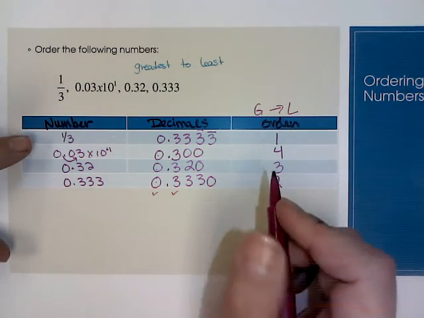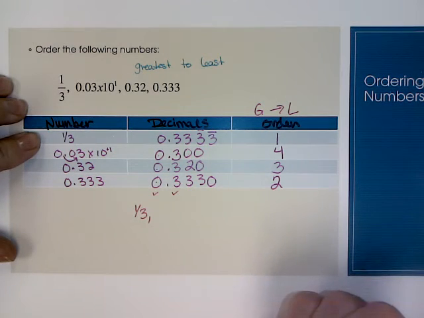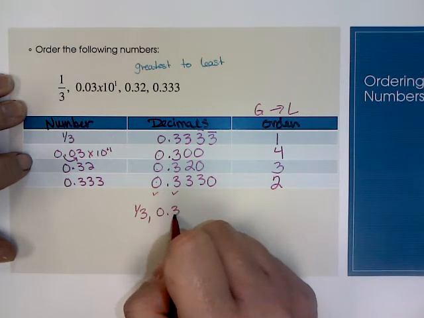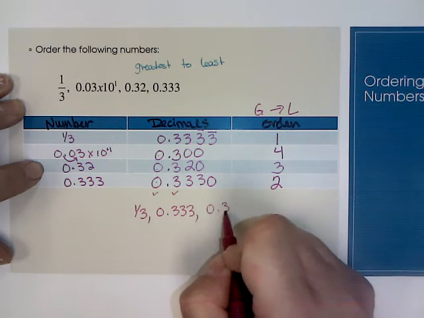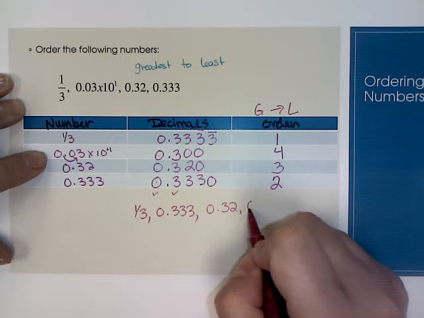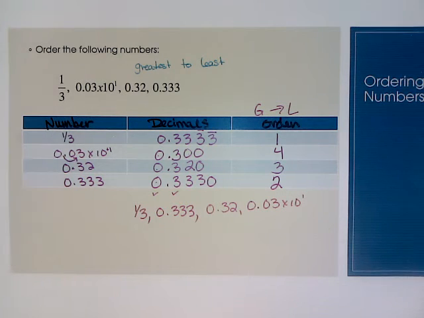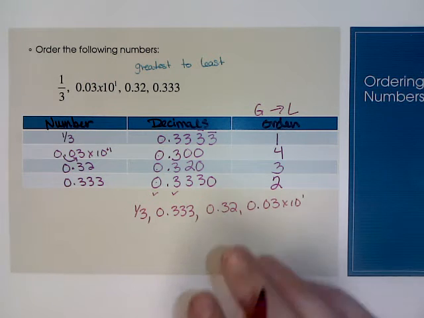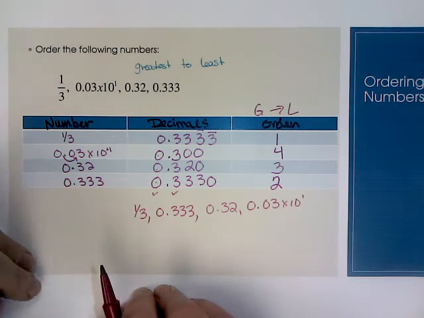My final step is to go ahead and rewrite them. I know that 1/3 is biggest, followed by 0.333, followed by 0.32, and finally my smallest one is 0.03 times 10 to the first power. Okay? Hope everybody is caught up with me and everybody finds this unit fairly easy. That's a good thing. So let's go ahead and move on to the next one.